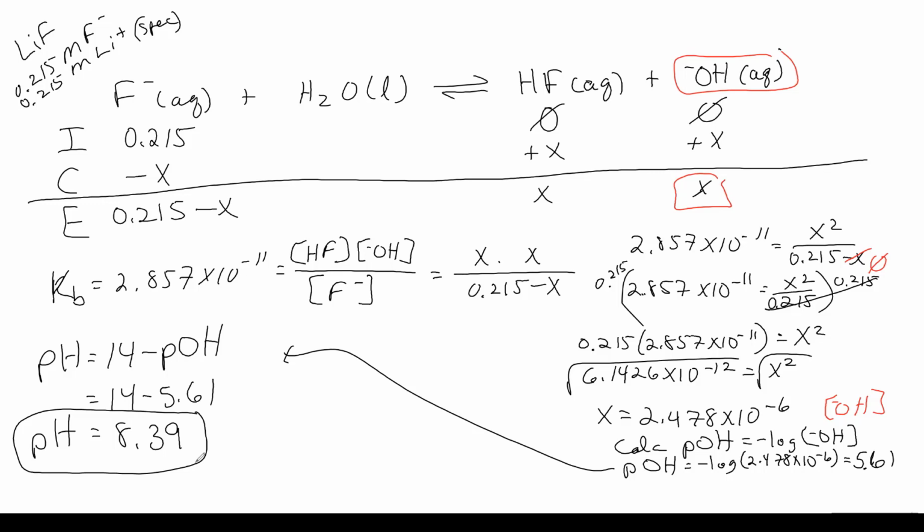Here's another way you can catch yourself with pOH. Notice it's 5.61. If that was the pH, that would be an acidic solution because it's less than 7. So that also tells us that we haven't quite gone far enough and that we have the wrong answer. So the pH should be in the basic range with this salt, and it is. So we are good to go.